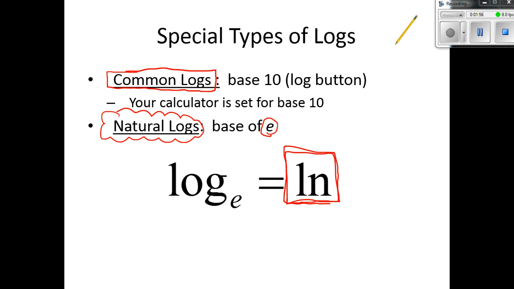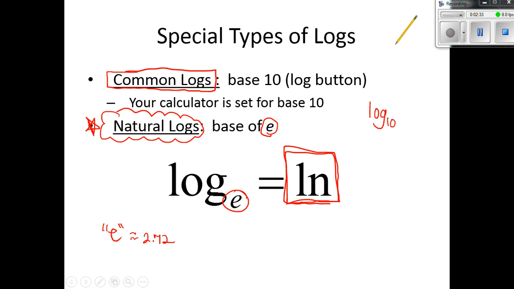Most scientific calculators have not only a log button that we know is base 10, but we have an ln button, which is basically log with the e base, okay? And remember, e was Euler's number, which was approximately 2.72. Okay, that's what we remember about e from yesterday. All right, now using these two special logs, we're going to concentrate mostly today on natural logs.